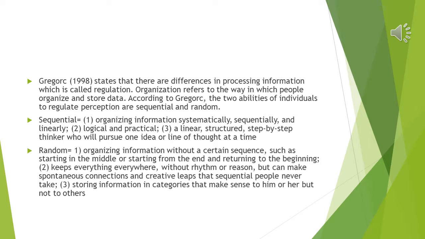Meanwhile, people with the random type have characteristics such as organizing information without a certain sequence, such as starting in the middle or starting from the end and finally returning to the beginning. And next, they keep everything everywhere without rhyme or reason, but can make spontaneous connections, storing information in categories that make sense to him or her but not to others, and tend to think in large chunks.